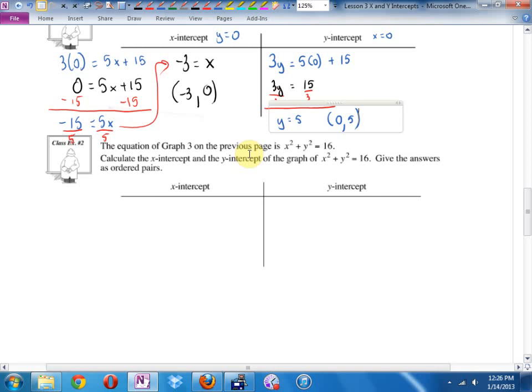To find the x-intercept, what do I let be 0? So let's make a little note here. We're going to let y equals 0. When I do that, I'm going to get this. Right? In fact, what is 0 squared, Garrett? I think we're going to get this. X squared equals 16.